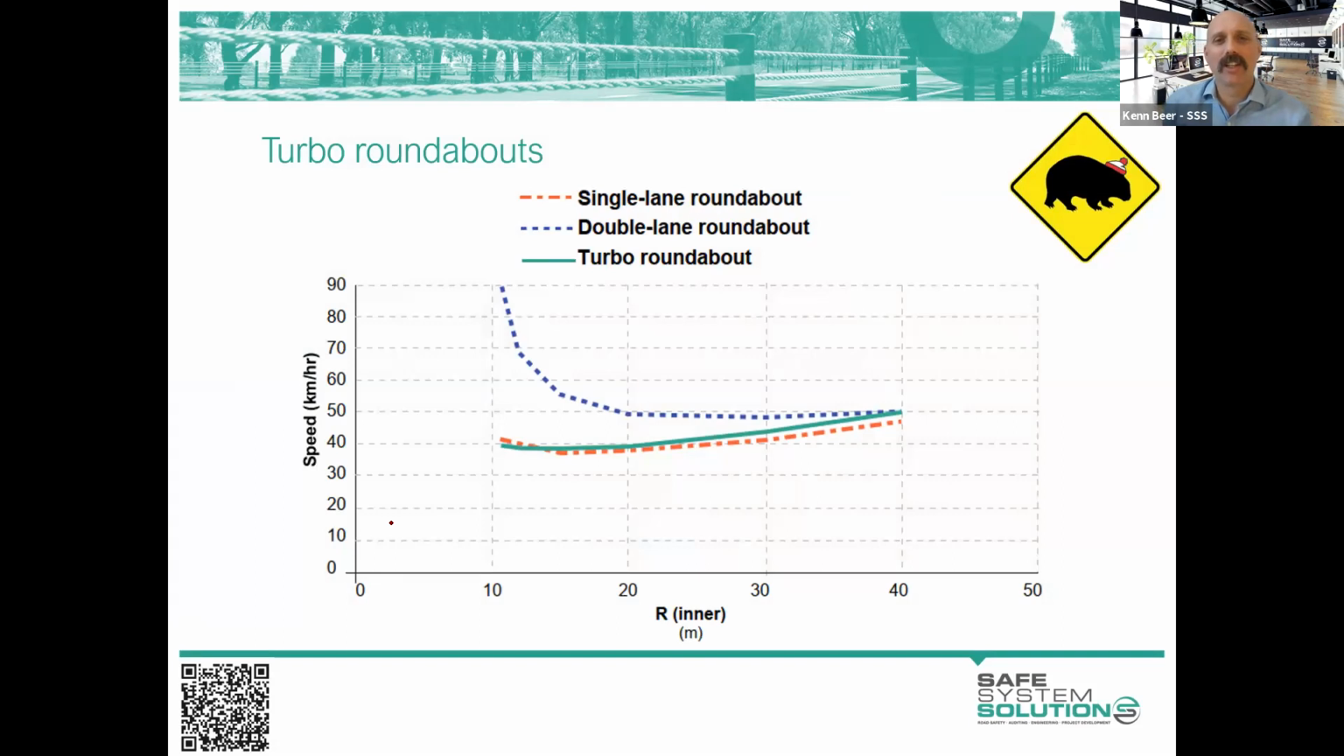Roundabouts have some other challenges, I suppose. Single lane, double lane, turbo roundabouts. I won't talk about this in detail, but basically you can generally use speed through a roundabout as a proxy for the safety outcomes you're expected to get. In terms of radius, the bigger the roundabout tends to be, the better. Two-lane roundabouts have a lot of challenges because people straight line it through a two-lane roundabout. If you make it a turbo roundabout, which is a type of two-lane roundabout, you can bring it back to basically operating as well as a one-lane roundabout.